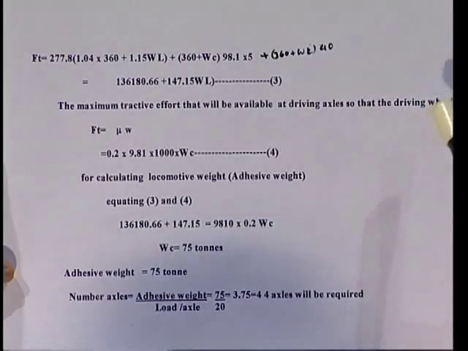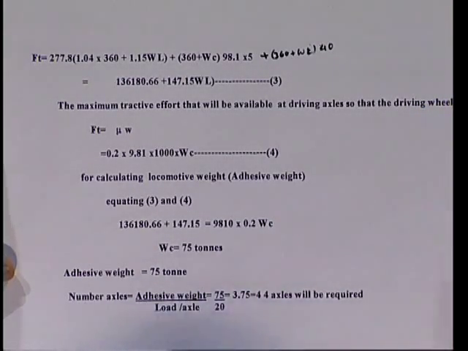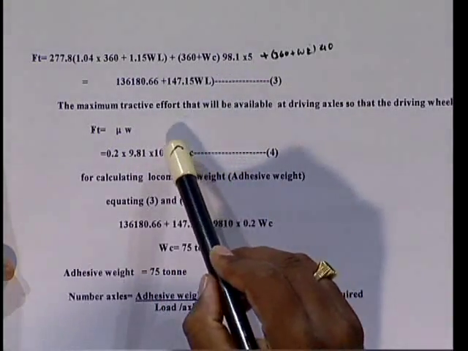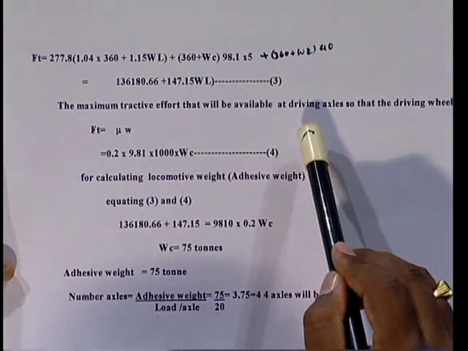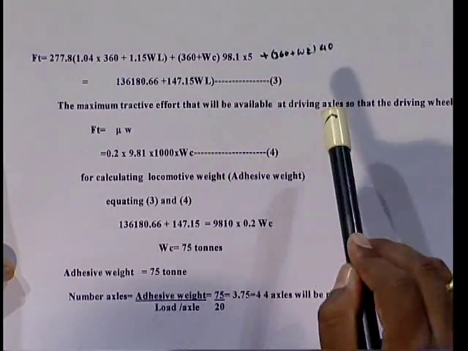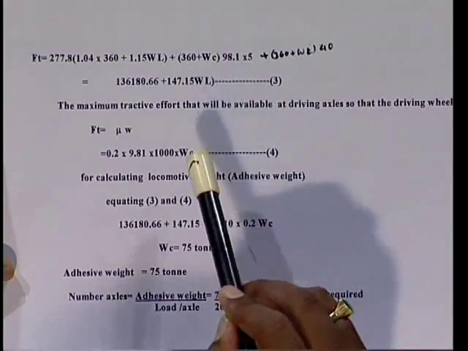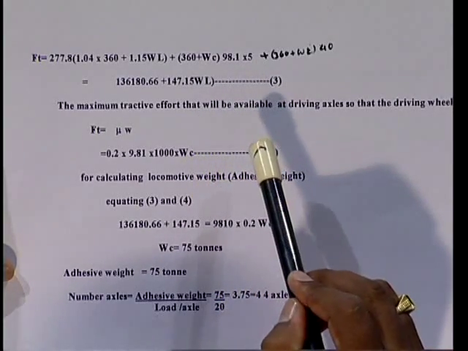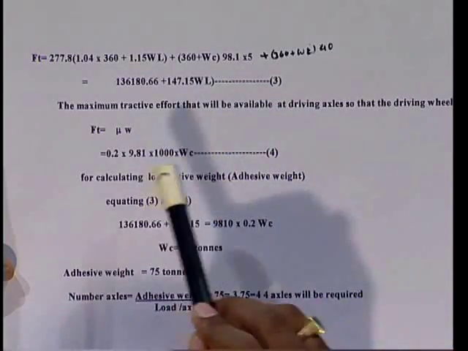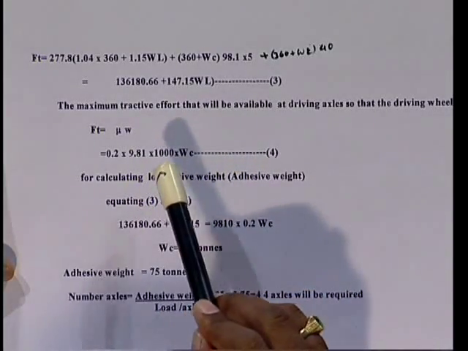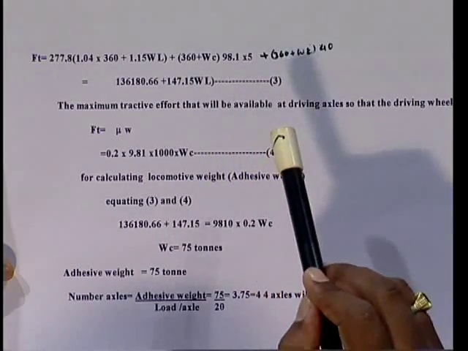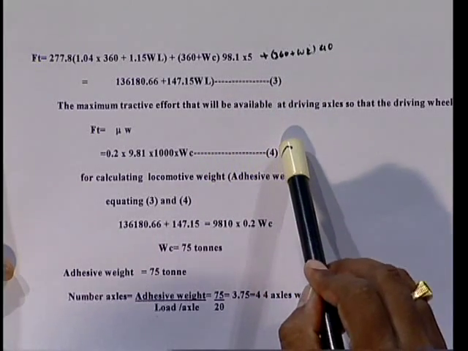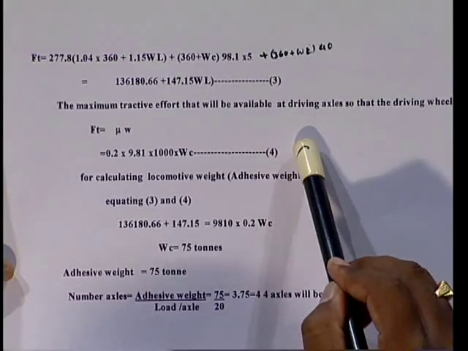The maximum tractive effort that will be available at the driving axles, so that the driving wheels will not slip, is given by the equation F of T is equal to mu W. Here mu is the coefficient of adhesion and W is the dead weight on the driving axles. F of T is equal to mu into W, that is equal to 0.2 into 9.81 into 1000 into W L. I am calling this the fourth equation.